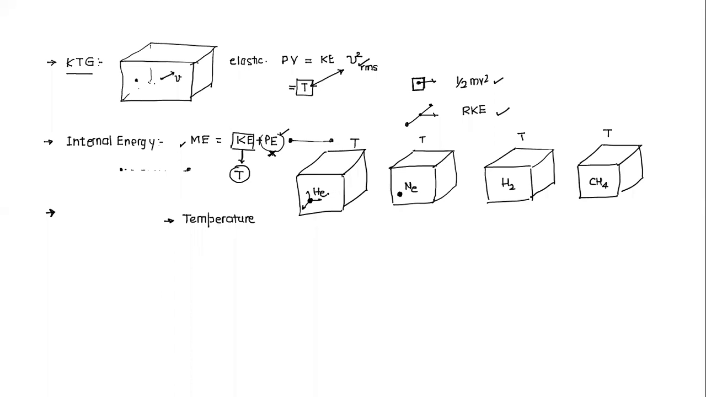But even at the same kinetic energy, what does it imply? The one with heavier mass will move slower. Compared to the helium atom, this one is moving faster, and this one, since its mass is more, will move slower. But the kinetic energy will be the same. But what will happen in the case of the hydrogen molecule?